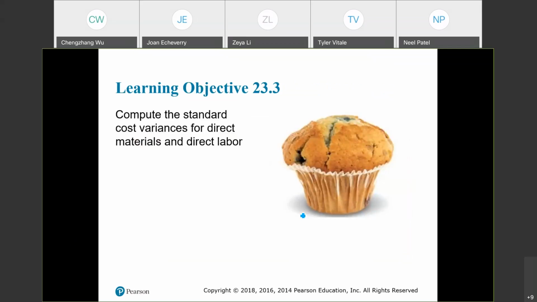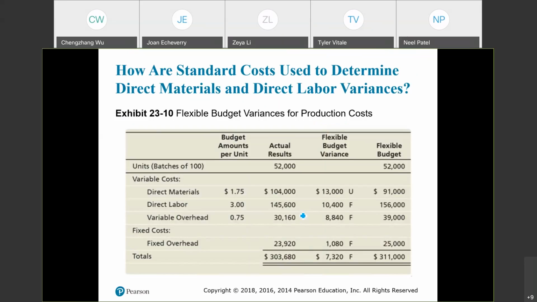So this is the final part of this class, to compute the standard cost variances for direct material and direct labor. Now we will return to our example. The previous slide shows several substantial flexible budget variances, including an unfavorable variance for direct labor and a favorable variance for direct material.